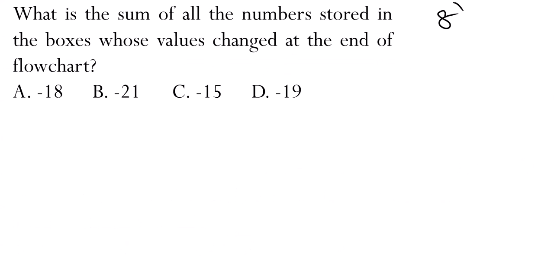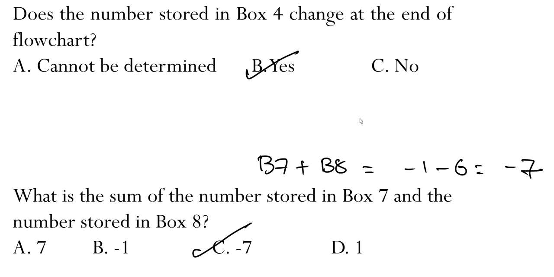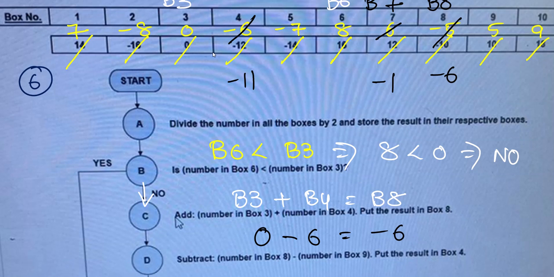8th question. Now listen. Sum of all the numbers stored whose values changed at the end of the flowchart. All are changed, right? Except 0. Okay, sum of all the numbers stored in the boxes whose values changed by the time at the end of the flowchart. Yes, I think everything is changed actually. There is no except 0. So 0 becomes 0 only. So now what is the final thing?